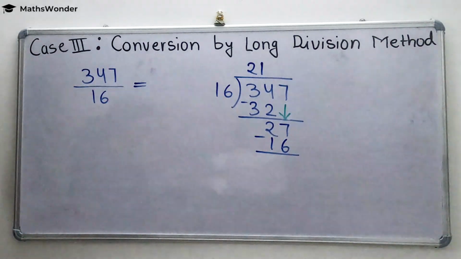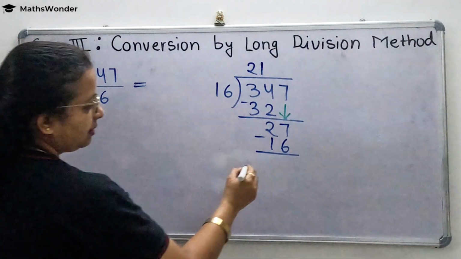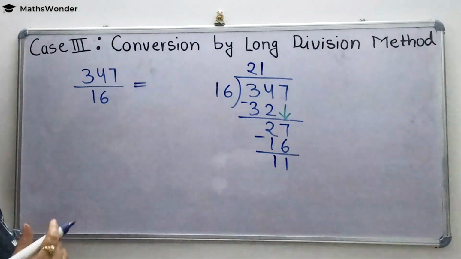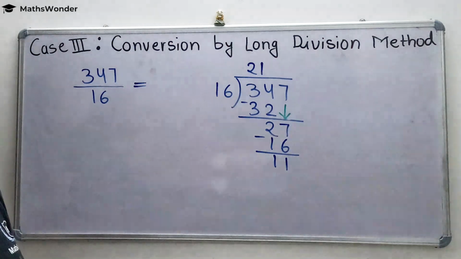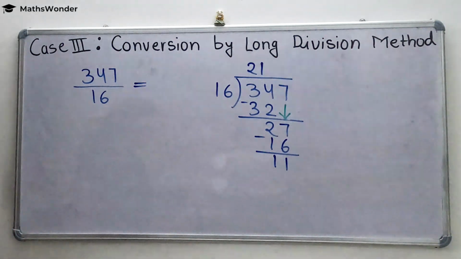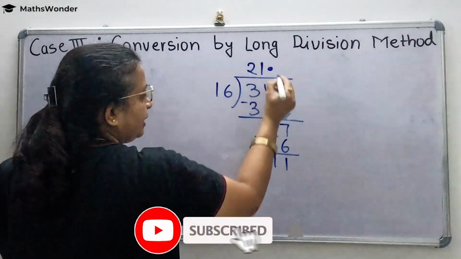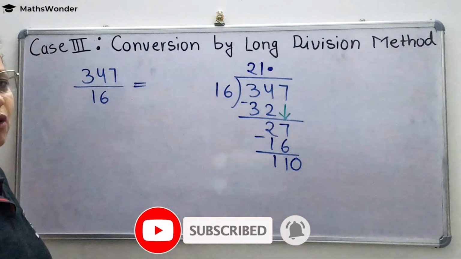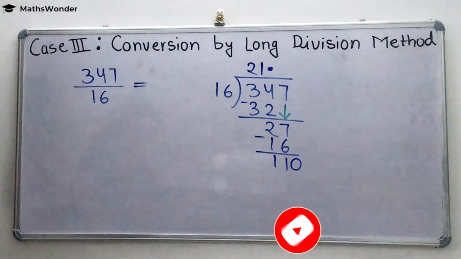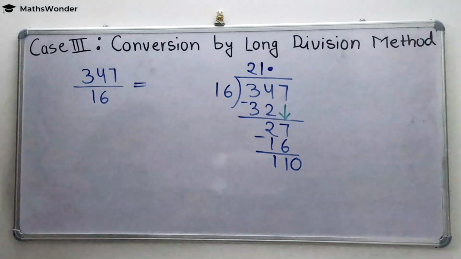16 subtract from the 27, so it will give 11. 11 is not divisible by 16, so what we need to do? Then remainder is left, put a decimal point in the dividend and the quotient. So we will put it here, decimal point, and here we'll give it 0. Now it's become 110. Now 16 times what? 110 or less than 110.